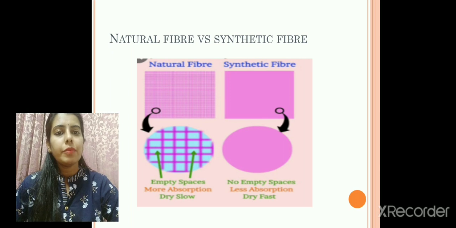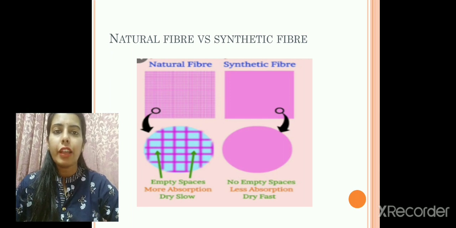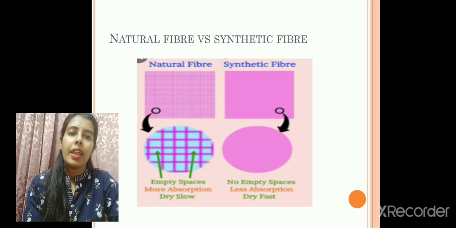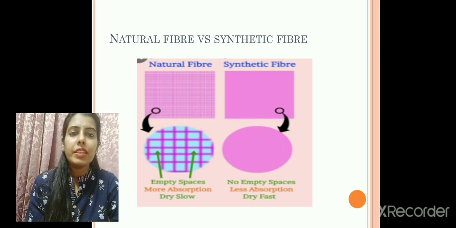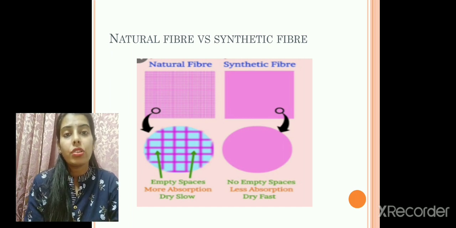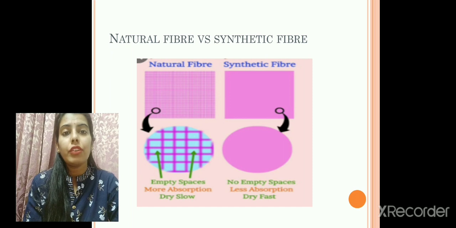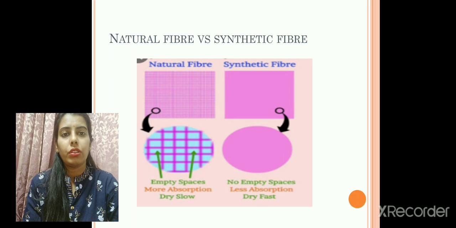Now there is a difference between some properties of natural fibers and synthetic fibers. Natural fibers have empty spaces between them. Like cotton, we wear cotton in summers because the fabric itself breathes. It allows the passage of air. So that is why we don't feel hot in summers if we are wearing cotton cloth, because the air passage is allowed. Quicker evaporation of the sweat will occur, which will help in cooling down the body.